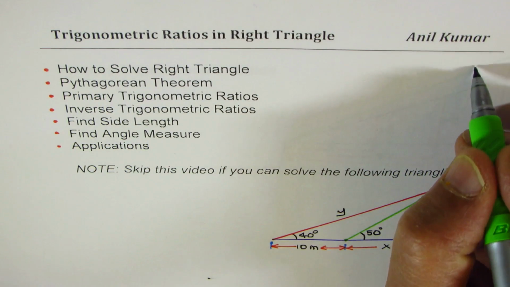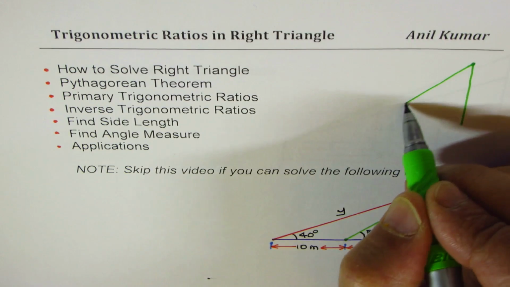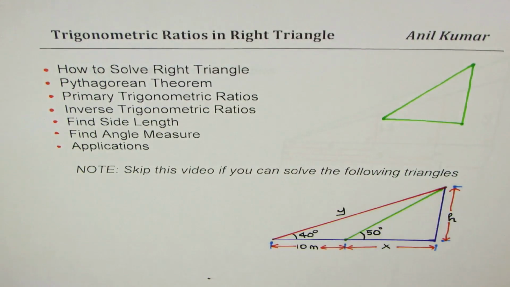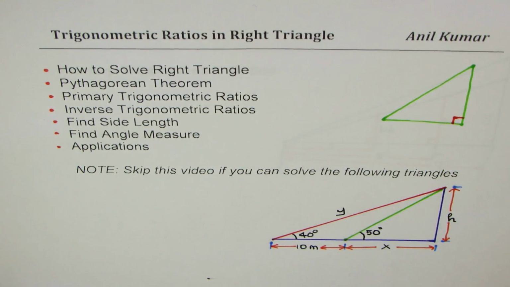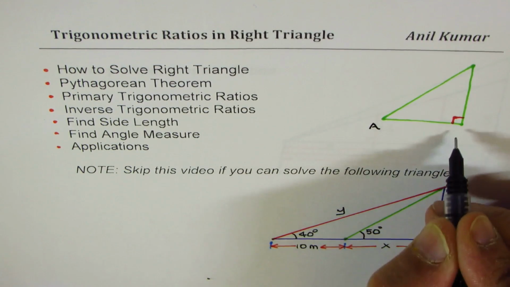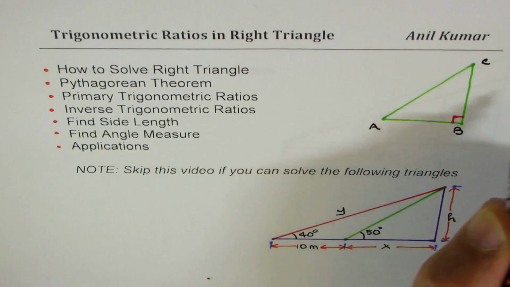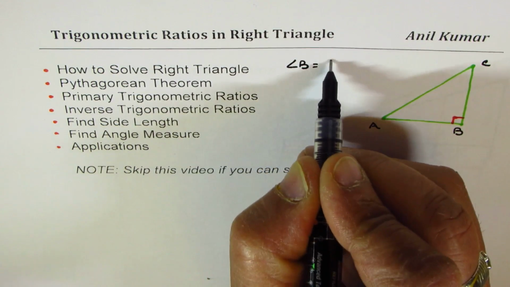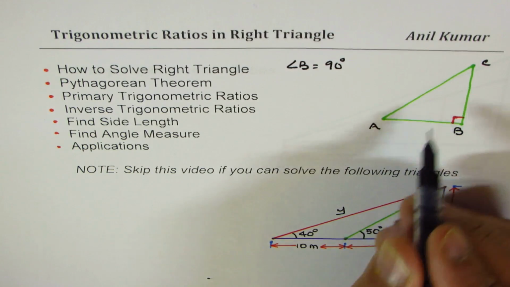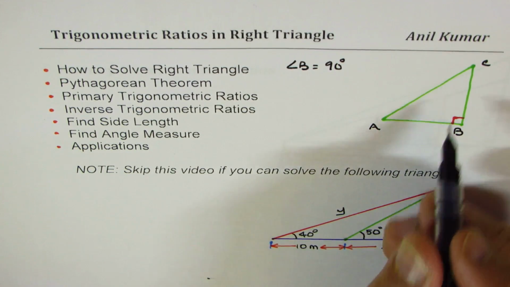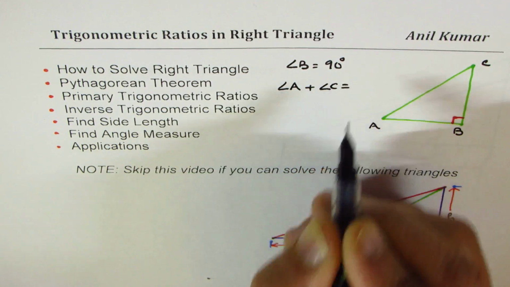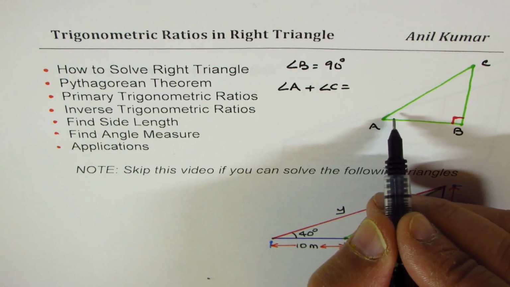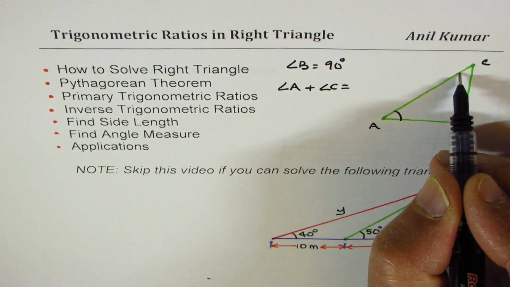Now when I say a right triangle, I really mean that it is a three-sided figure where one of the angles is 90 degrees. So it becomes a right triangle. As you know, the sum of angles is 180 degrees, right? So in this particular triangle, we know angle B is equal to 90 degrees, and therefore it is a right triangle. So what is the sum of angle A and angle C? When we write like this, we are talking about angle A meaning this angle, and angle C meaning that angle.